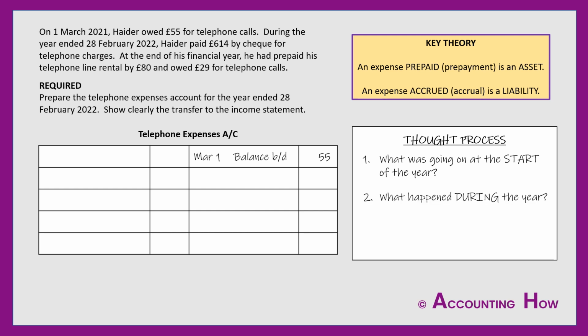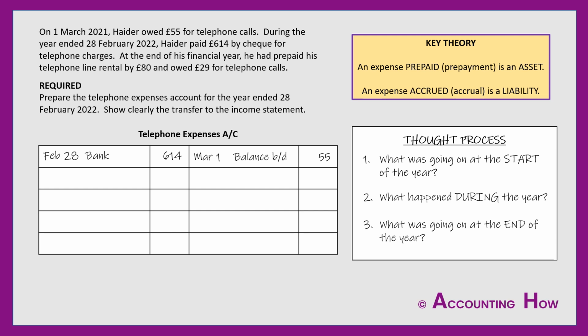Then I ask myself what happened during his financial year, and referring again to the question, we can see he paid £614 by cheque for telephone charges. This is an expense account, applying the principles of debit and credit. On the debit, to increase the expense account, I've got Feb 28th, bank, and then the 614.